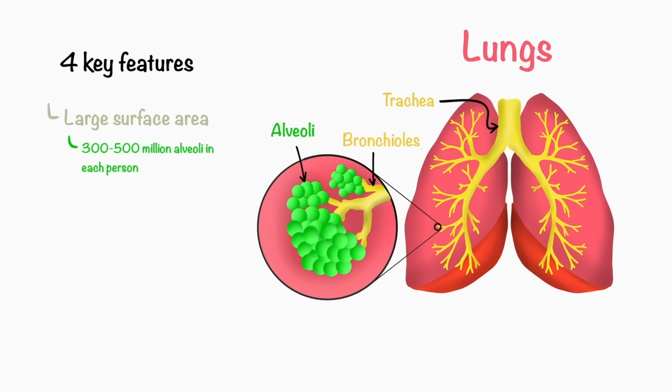For example, the human lungs contain millions of tiny air sacs called alveoli. These alveoli collectively provide an enormous surface area for gas exchange. Second, exchange surfaces are very thin, providing a short diffusion path. This minimizes the distance that substances need to travel during diffusion. The alveoli walls in our lungs are just one cell thick, allowing gases to pass through quickly.